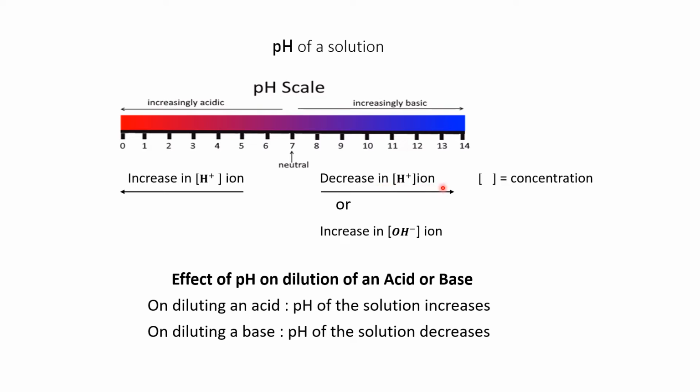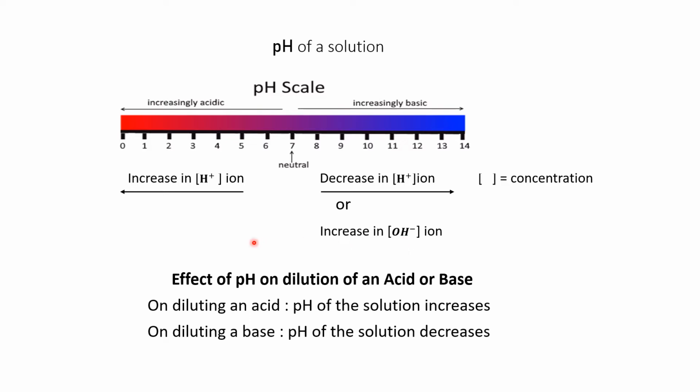Okay, so you see here there is a square bracket. A square bracket means whatever is in the square bracket is represented as a concentration. So see, there is an increase in the concentration of OH minus ion, so it is read as OH minus concentration. Okay, OH minus ion concentration.